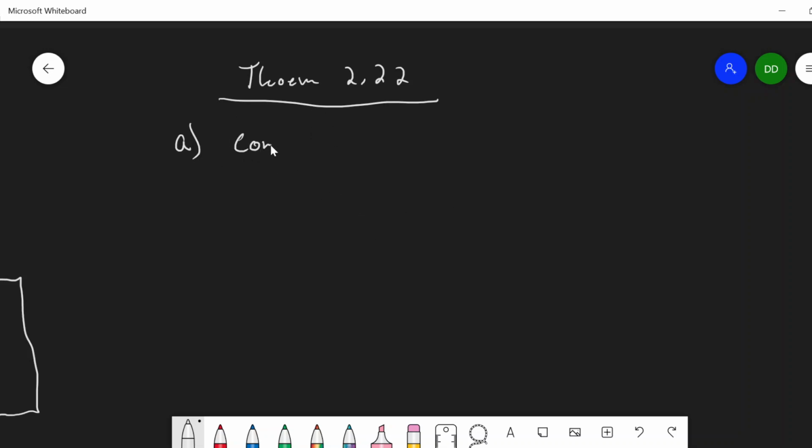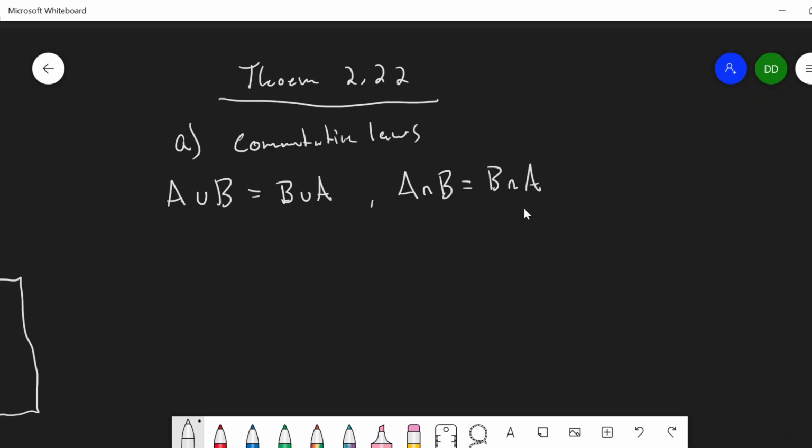So first off, we have commutative laws, that is A union B is the same set as B union A. So that's the commutative law for union. We also have A intersect B is equal to B intersect A. So that's the commutative law for intersection. I guess I'll write down all the laws first, and then we'll talk about why they're true and how you would prove them. We have associative laws for each of the operations.